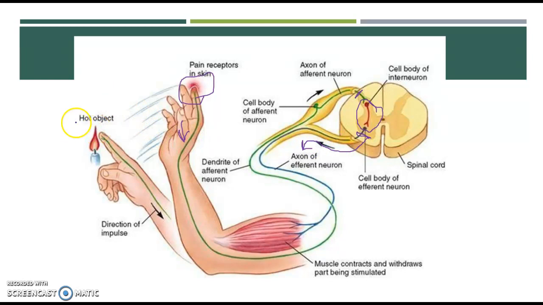So when we look at this reflex right here, we touch this hot object, this candle, we send that pain information to the central nervous system. The central nervous system analyzes it, and then we activate our bicep muscle down here to pull your hand away from the candle.